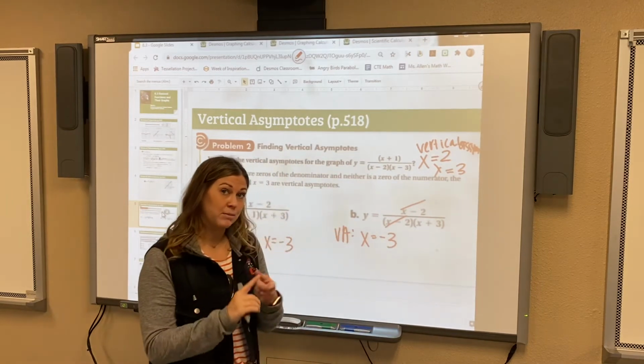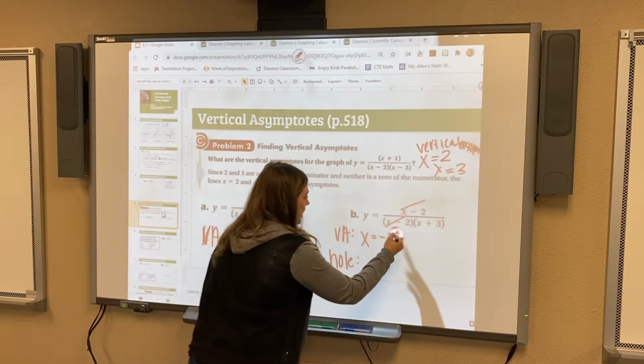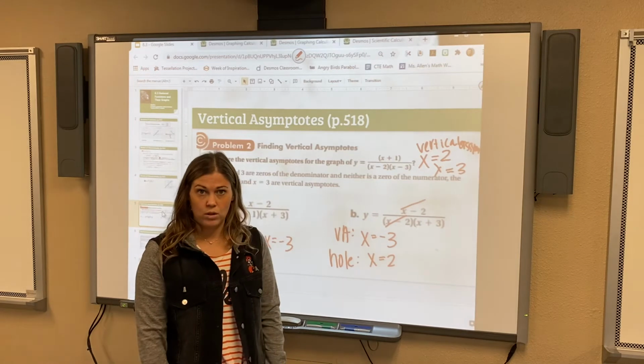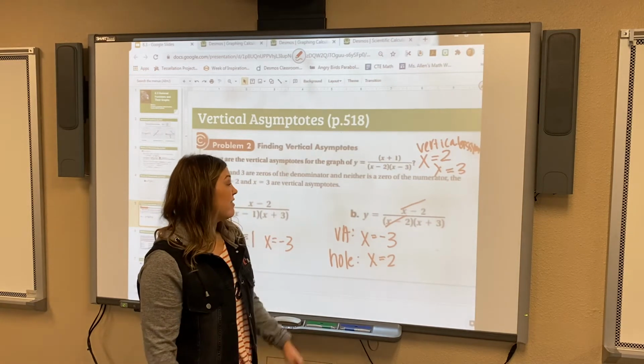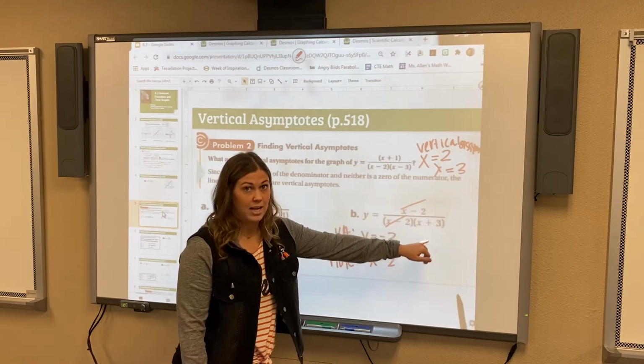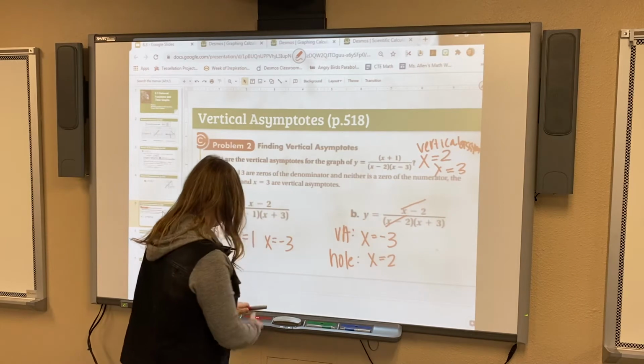We have a vertical asymptote there, and then we have a hole at what cancels, the x minus 2, so at x equals positive 2 is your hole, okay? So if they cancel like this, you have a hole where they cancel, and the other one's a vertical asymptote. If nothing cancels, then they're just asymptotes, okay?